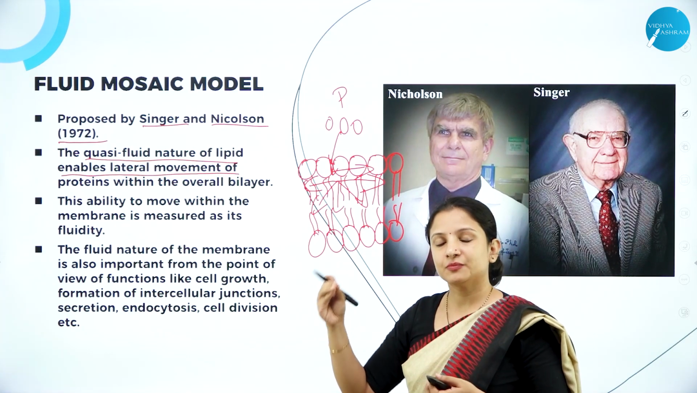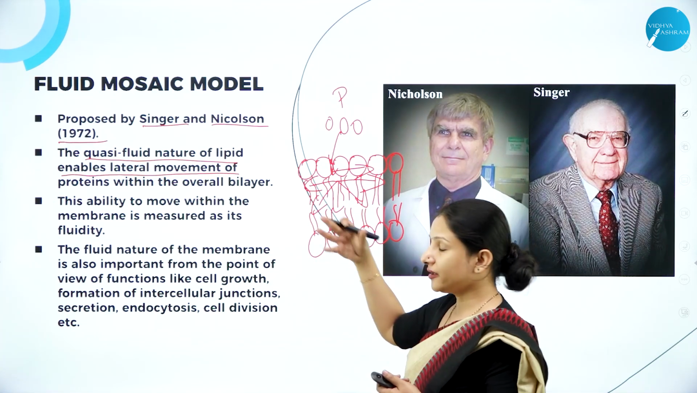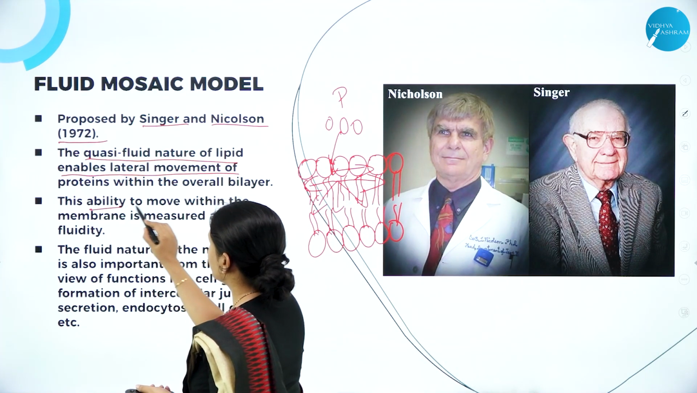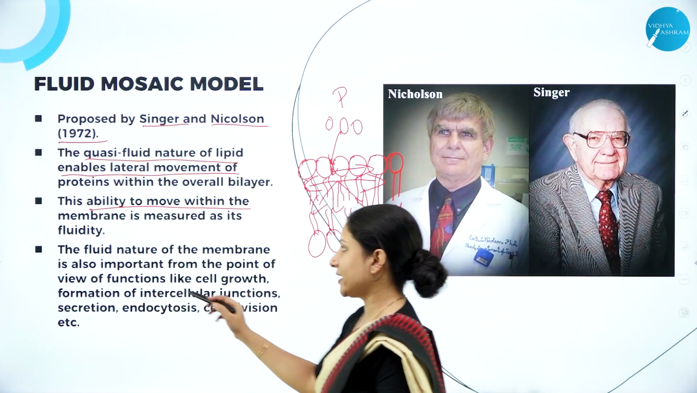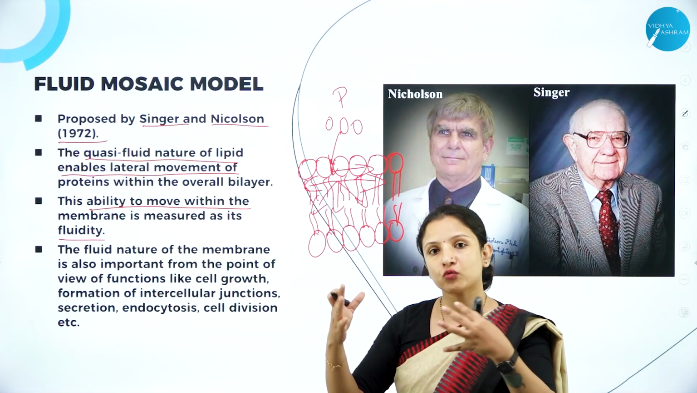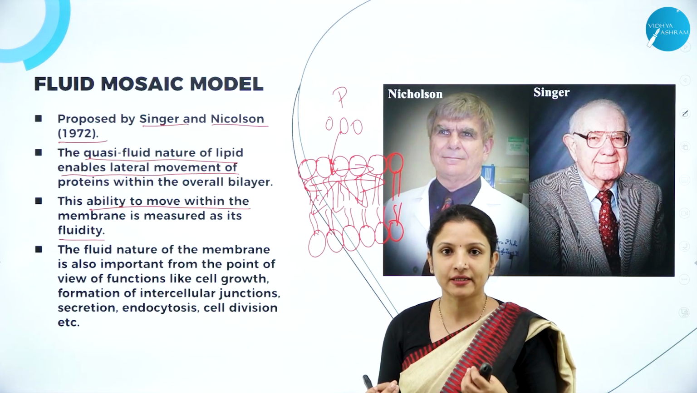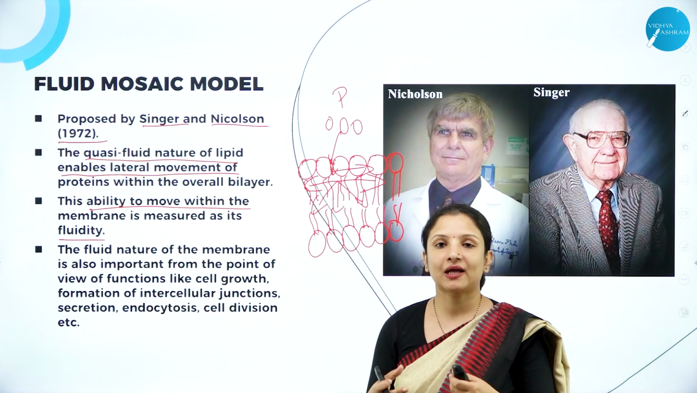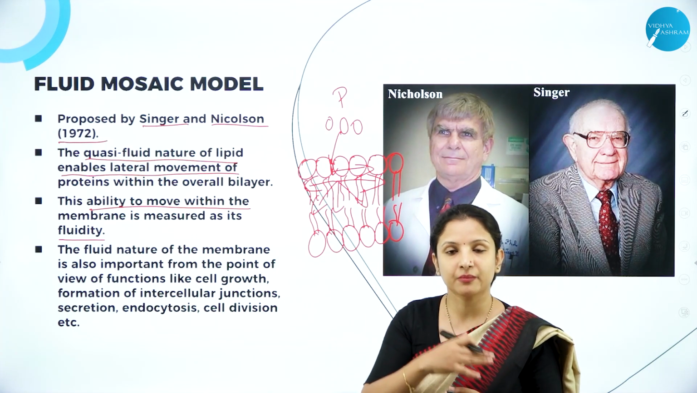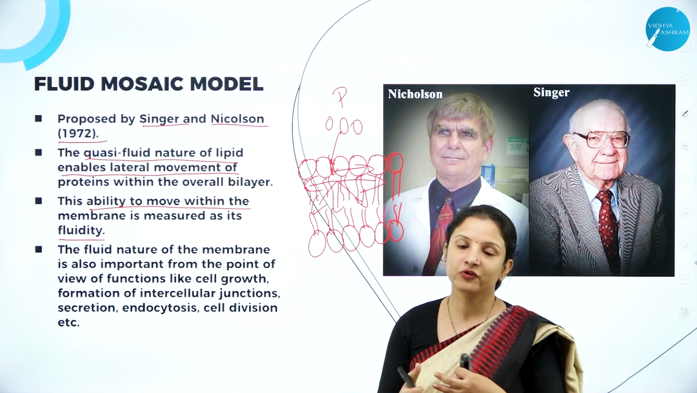Why? Because of the quasi-fluid nature of the plasma membrane, and that research was done by Singer and Nicholson. So this ability of the proteins to move within the membrane is measured as its fluidity. What do you mean by fluidity? Water is fluid. You pour water, water can run around here and there, right? It can move wherever it wants. That is its fluidity. In the same way, the fluidity of the plasma membrane is such that whatever protein is trying to pass through the plasma membrane into the cytoplasm of the cell can move in any direction it wants within the lipid bilayer.